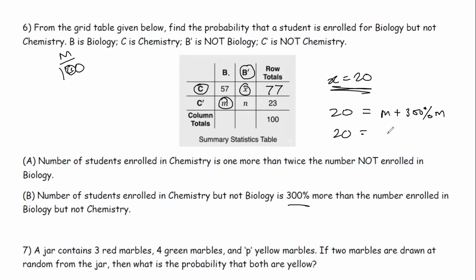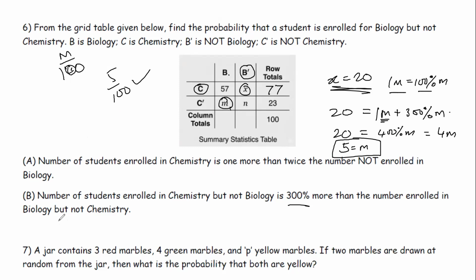So 20 is equal to 300% more. So that makes it 400% of M, right? Why? Because M on its own is 1M. 1M is 100% M, right? So therefore 300% is 3M. So in other words, this is 4M, right? 300% is 3M, plus 1M, 4M. So M is 5, correct? 20 by 4. So again, we get the same M as 5, 5 by 100. So B also answers the question independently.